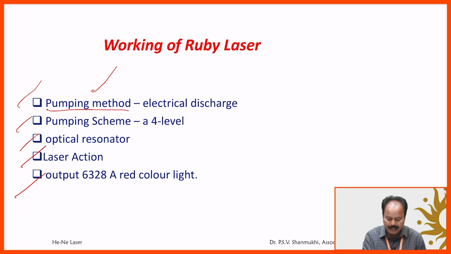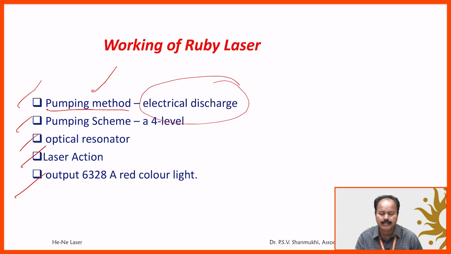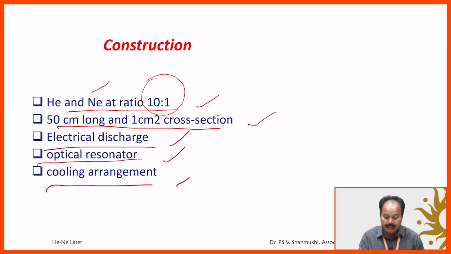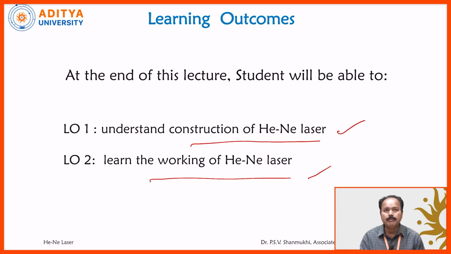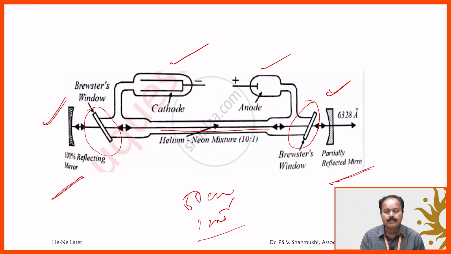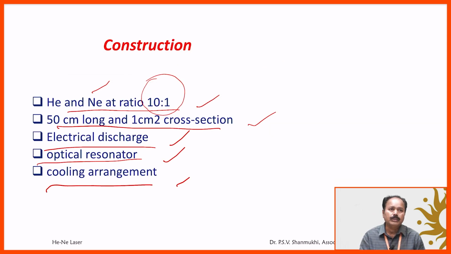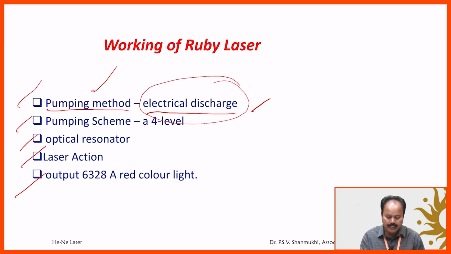Coming to the pumping method, that is the electrical discharge method. There are different types of pumping methods, namely optical pumping, electrical discharge, and direct conversion. Here we are using the electrical discharge method, which is suitable for the helium neon gas laser. Actually, the helium neon laser is the most powerful gas laser. It is used for cutting as well as welding of metals in industry. That much powerful it is.